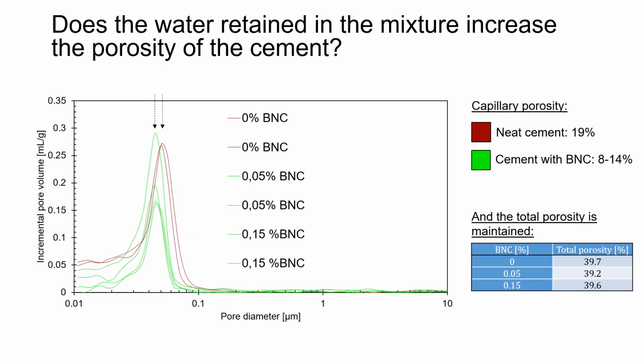If so, does the water retained in the mixture increase the porosity of the cement? Well, in fact, no. On the contrary, the retention of water by the fibers allows for fewer capillary pores, reducing their porosity and modifying the characteristic peak in the pore size distribution. Also, total porosity, which is the sum of capillary porosity and gel porosity, the smallest pores, is maintained.